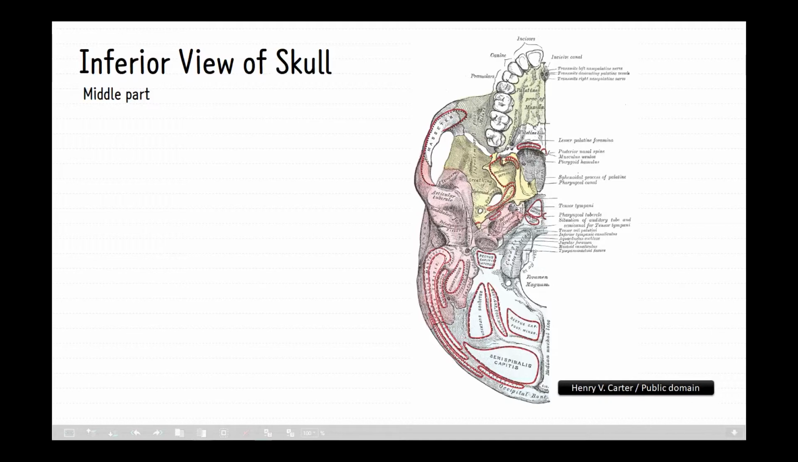There are several important structures you may understand. Let's look into these structures in more detail. The first one is the choana. In this figure, we can find the choana here.